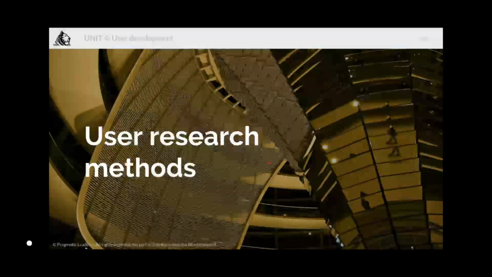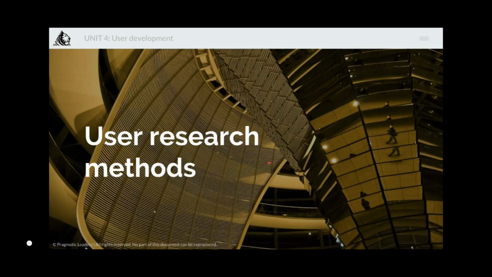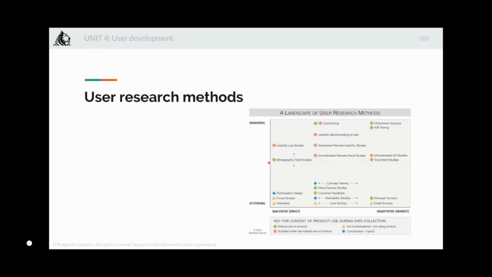Okay, let's talk about user research methods. We have been talking about this over and over again. It's about time to dive deep. So, user research methods, there are about 20 of them, okay, which we are going to cover in this particular context. They cover everything, right from interviews to clickstream analysis. And we're going to cover each one of them one by one.